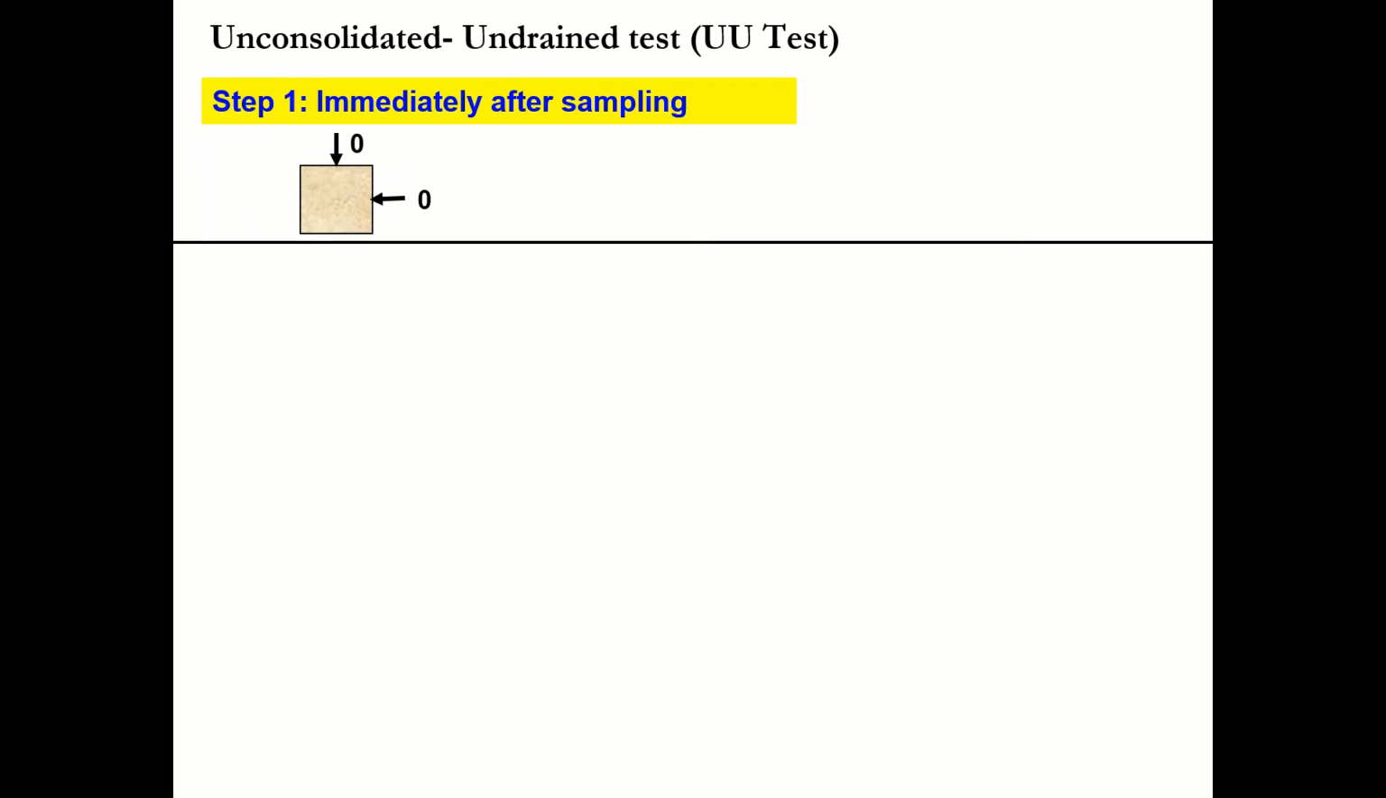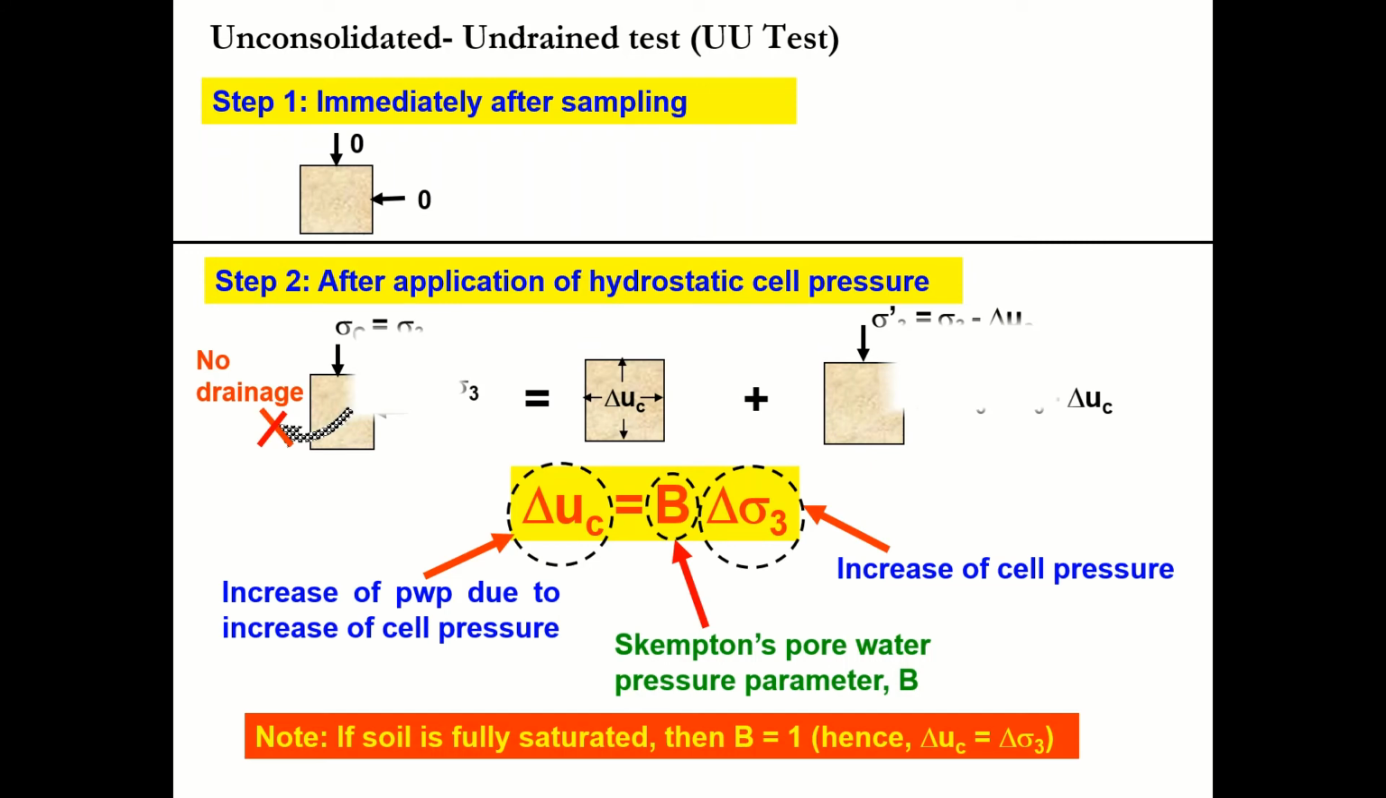For the UU test, immediately after sampling, we have no all-around pressure. Then we will apply the hydrostatic cell pressure. In that phase, you have to check the B value, that means Skempton's pore water pressure parameter, B value, and we have to check whether the soil sample is fully saturated or not by checking this B value. Our expected B value will be 1.